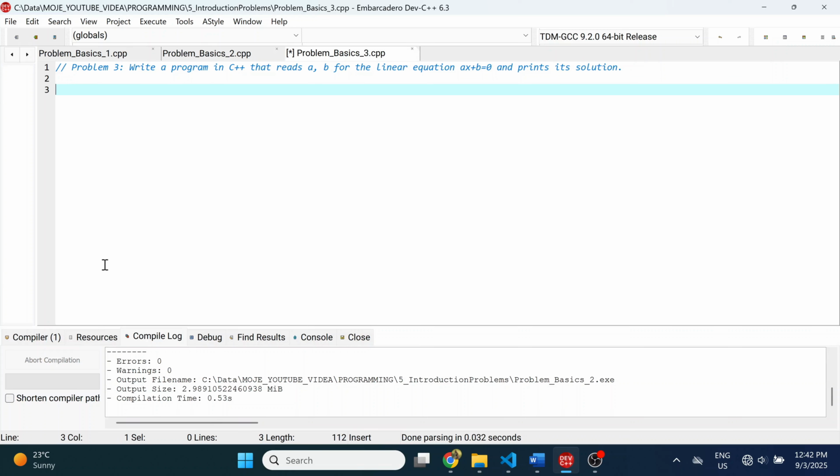The third problem is to write a program in C++ that reads the coefficients a and b for the linear equation ax plus b equals 0, and then prints its solution.